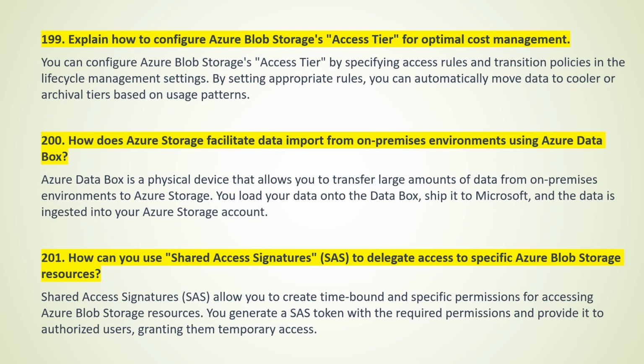How can you use Shared Access Signatures (SAS) to delegate access to specific Azure Blob Storage resources? Shared Access Signatures (SAS) allow you to create time-bound and specific permissions for accessing Azure Blob Storage resources. You generate a SAS token with the required permissions and provide it to authorized users, granting them temporary access.